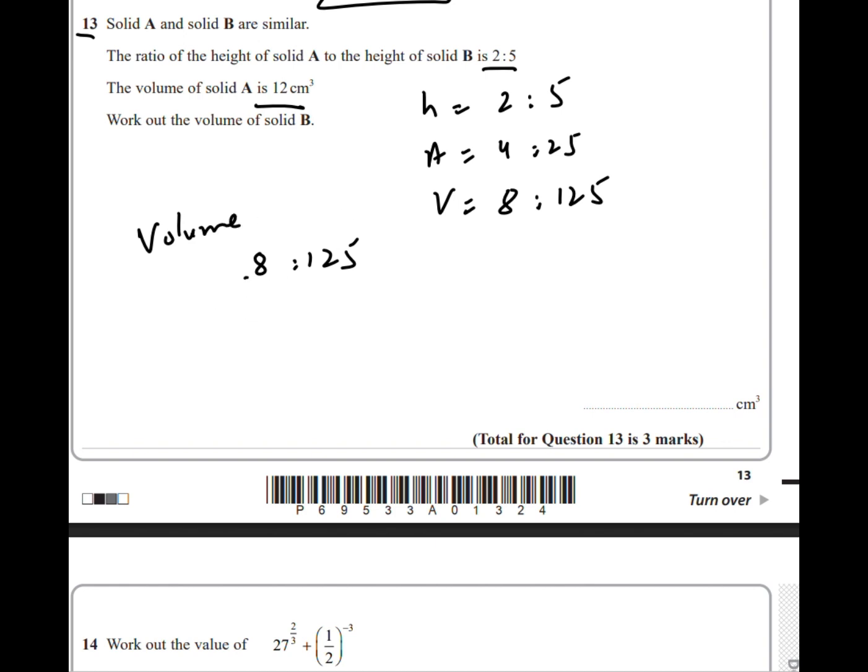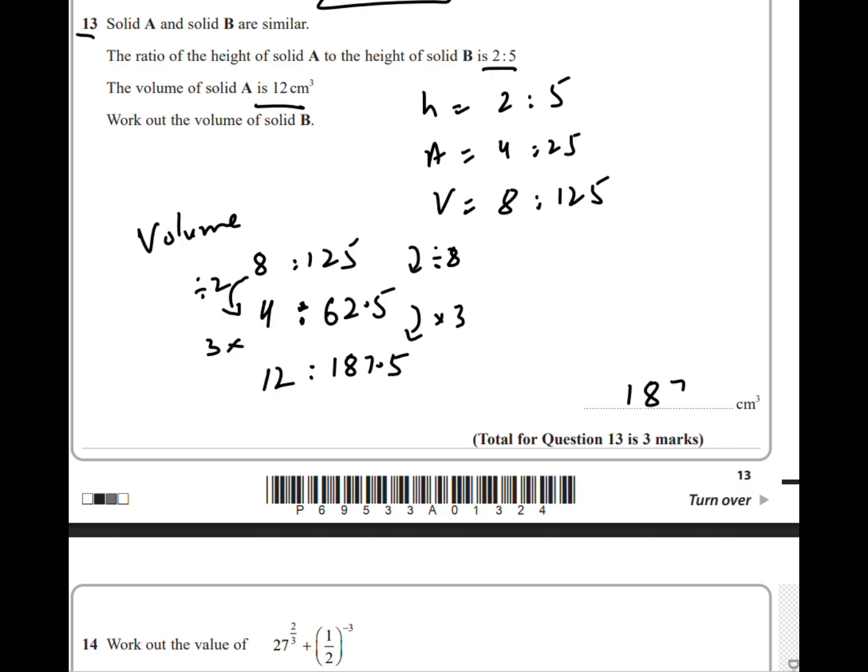We can first simplify 8, divide it by 2, we are going to get 4. Then we times it by 3. First you divide by 2, then you times it by 3, and you get 12. And of course, whatever you do to one side, you do to the other side. So 125 here divided by 2 is 62.5, and times it with 3. So your volume of solid B is 187.5.